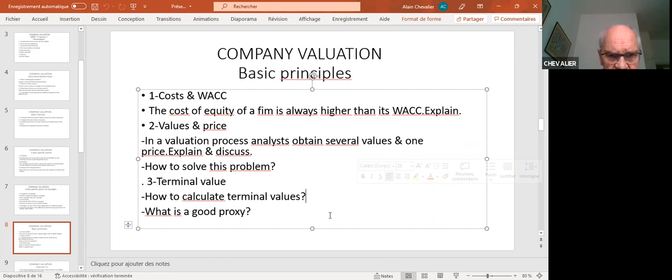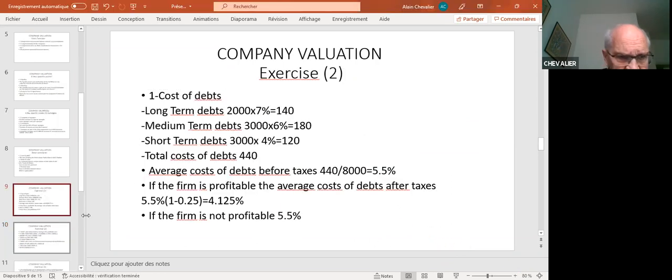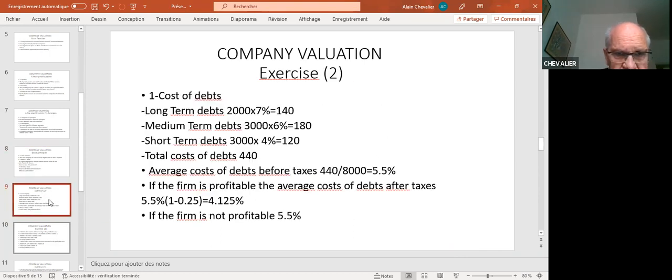So this will start here at the level of slide number 9. I'm trying to find slide number 9. I don't know why it's not coming. Now we will see that it is an easy calculation. It is here. Yeah.